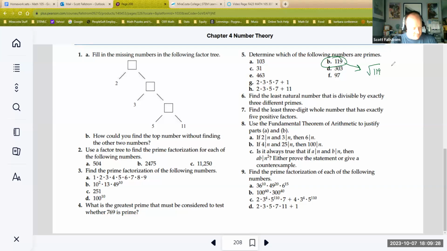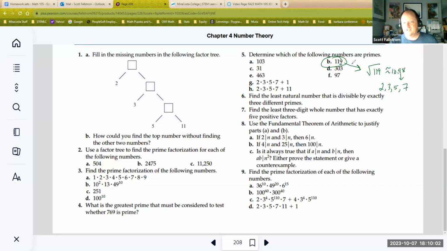Let's see here, square root of 119. And gotta tip my calculator sideways. Let's see, 10.98. Okay, so about 10.98. So I go to the next prime number down from this. So think about it. The number below 10.98 would be 10, but that's not prime. 9, nope. 8, nope. 7. So really all I have to do is check 2, 3, 5, and 7, and that might work.